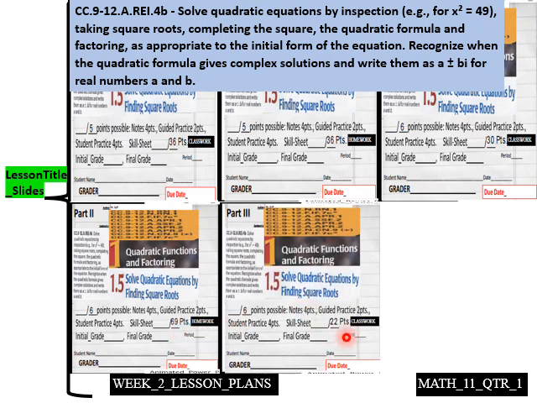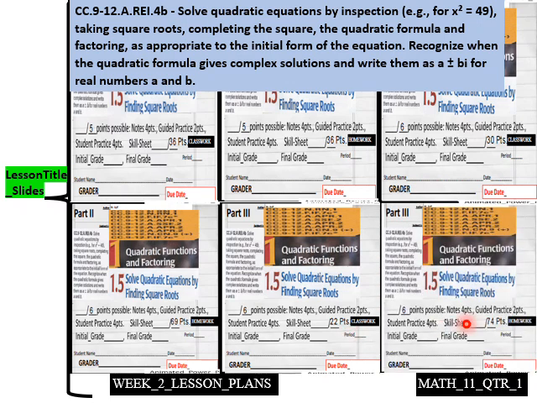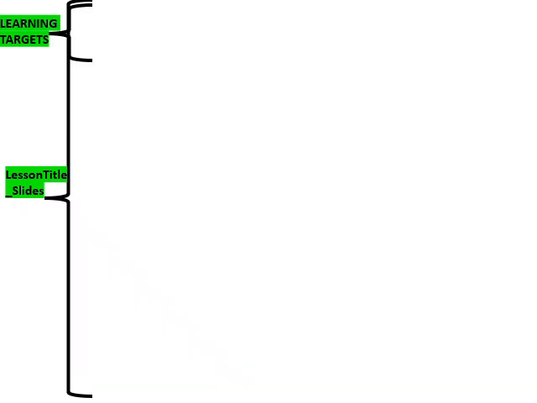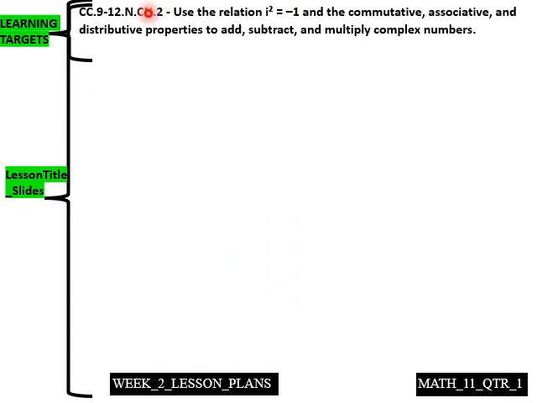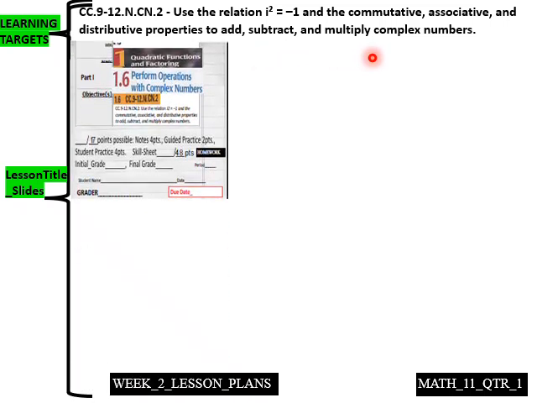1.5 part 3 classwork, 22 points. And 1.5 part 3 homework is 74 points, for 1.5, solve quadratic equations by finding square roots. And then we go further into week 2. Our predominant standard now is N.CN.2: use the relation i squared equals -1 and the commutative, associative, and distributive properties to add, subtract, and multiply complex numbers.